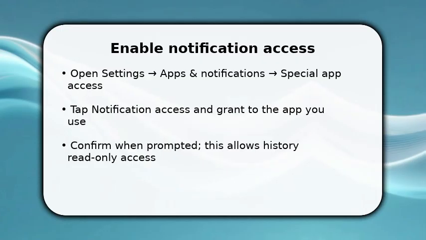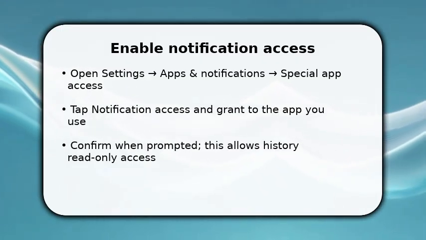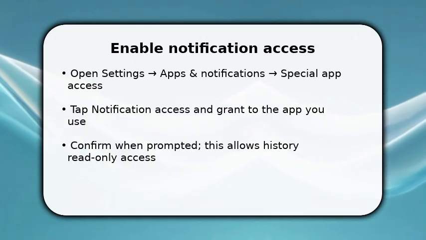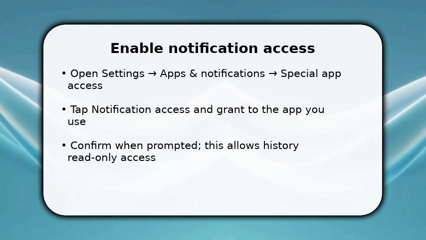This step is essential because without access, the system won't log past notifications for third-party readers. Make sure battery optimizations don't restrict that app, so it can record entries continuously.